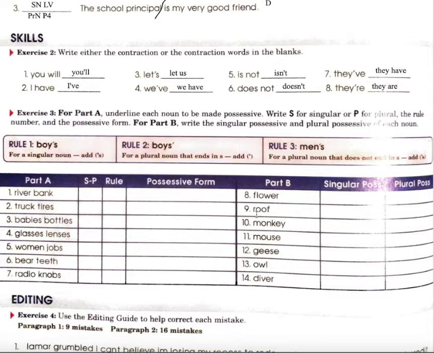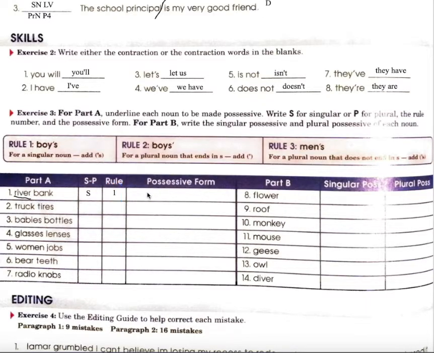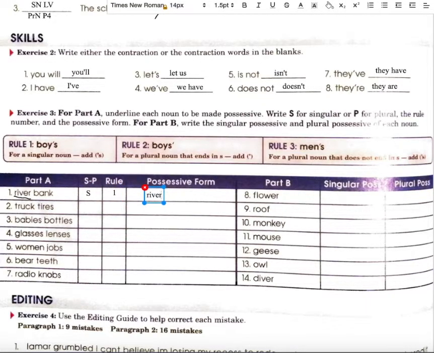Exercise 3. For part A, underline each noun to be made possessive. Write S for singular or P for plural, the rule number, and the possessive form. For part B, write the singular possessive and plural possessive of each noun. Make sure you're looking at these rules up here. Number 1, river bank. Let's underline the noun to be made possessive. Is river singular or plural? It is singular. Follows rule number 1. The possessive form is river's bank.